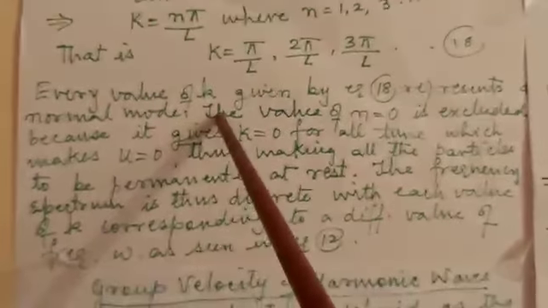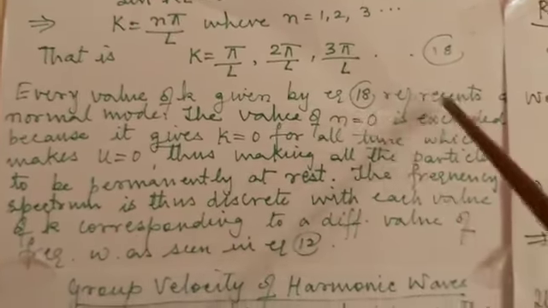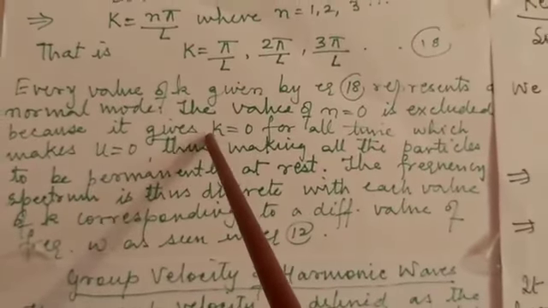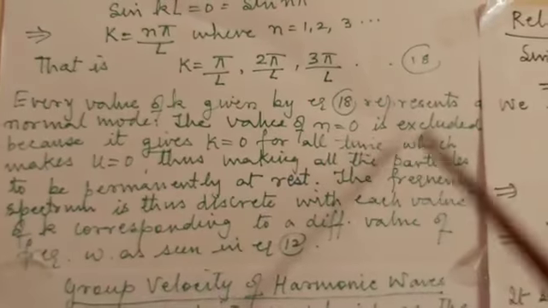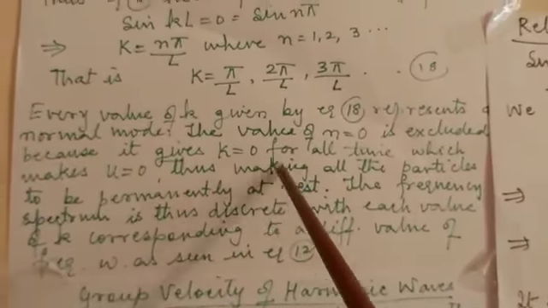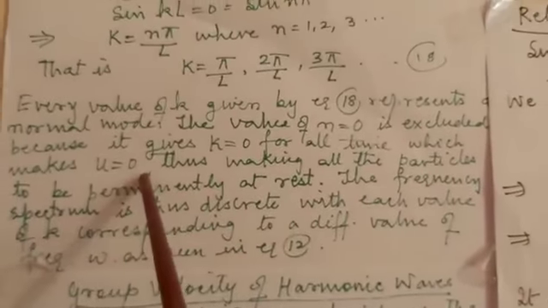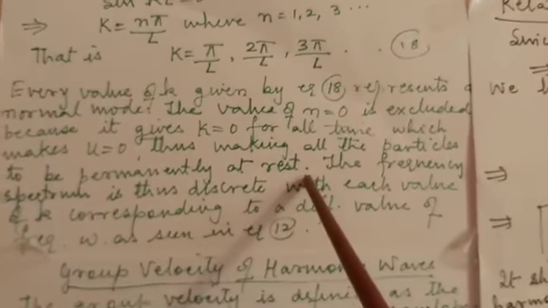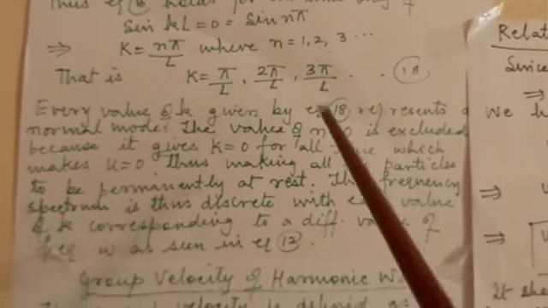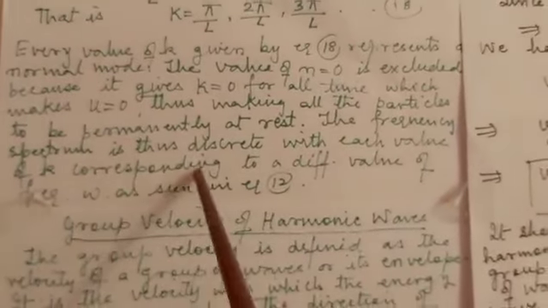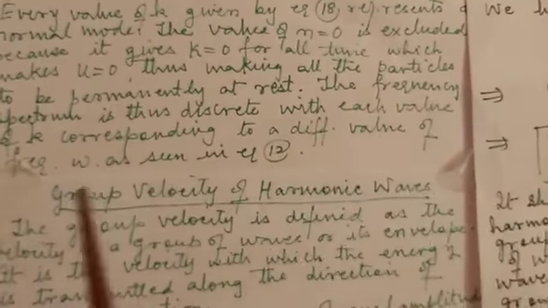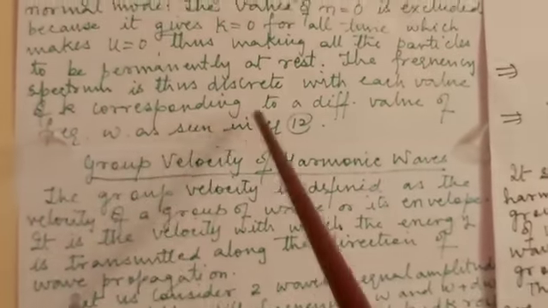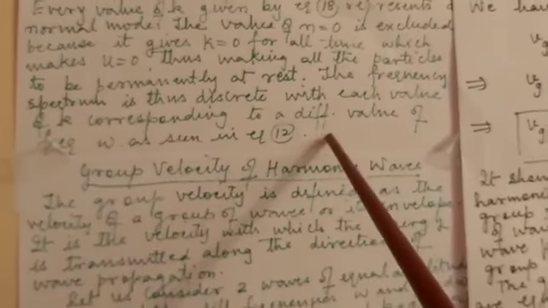Every value of k given by equation 18 represents a normal mode. क्या represent करता है? Normal mode. The value of n equal to 0 is excluded because it gives k equal to 0 for all time, which makes u equal to 0, thus making all the particles permanently at rest. इसलिए हम लोग यहाँ पर n equal to 0 को नहीं लेते हैं. The frequency spectrum is thus discrete, with each value of k corresponding to a different value of frequency, as seen by equation number 12 जो हम लोग किए थे.